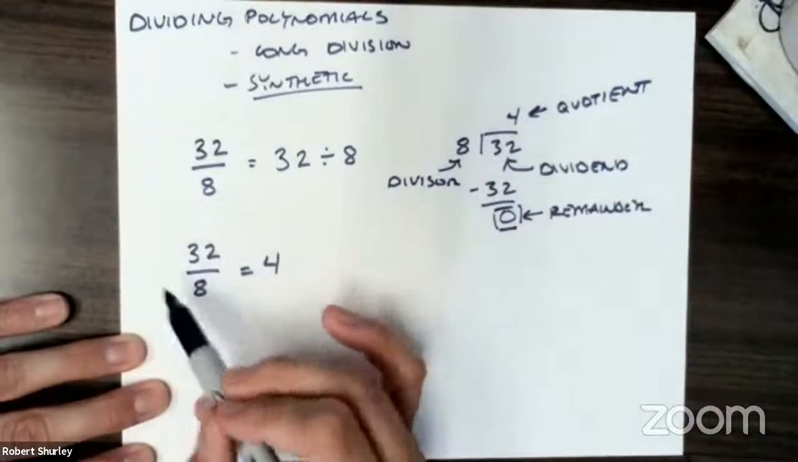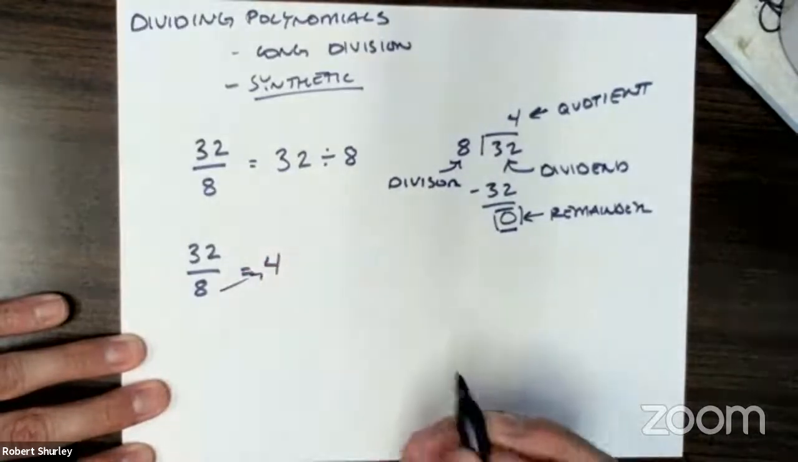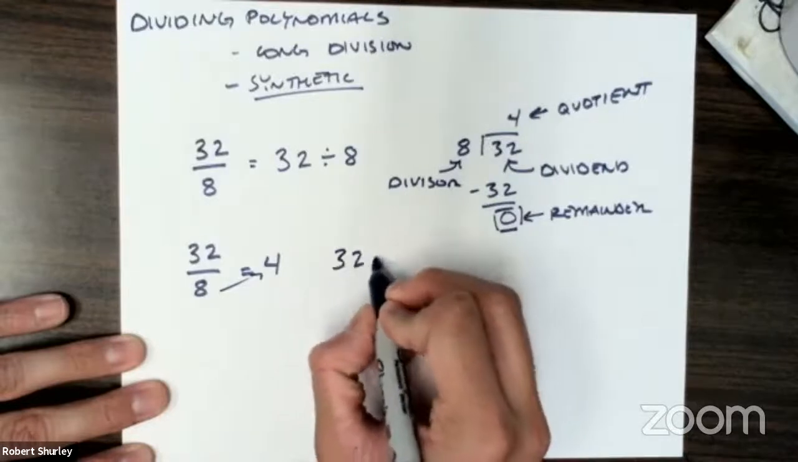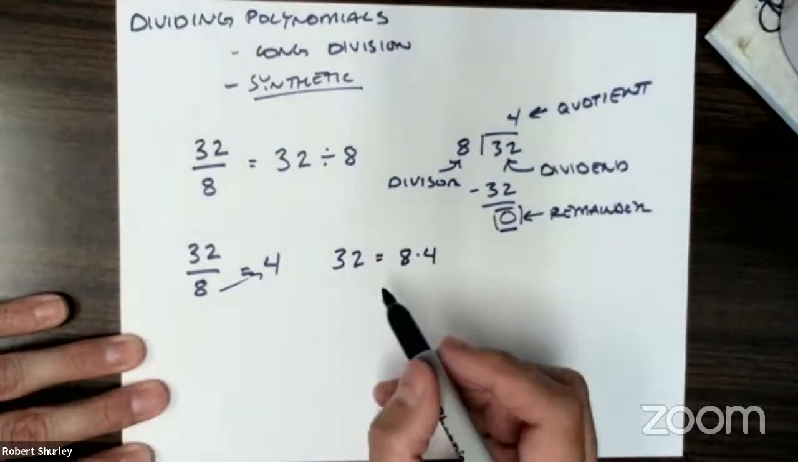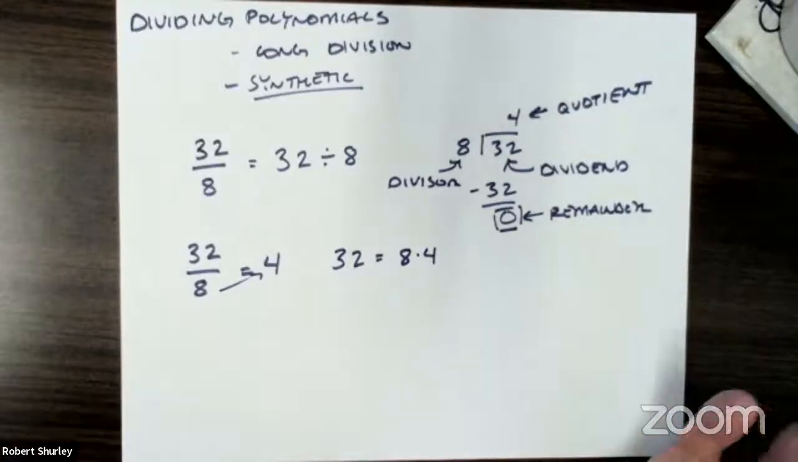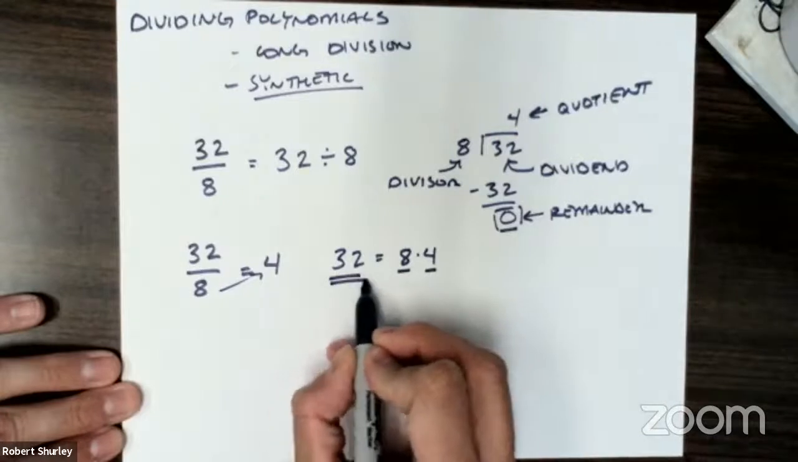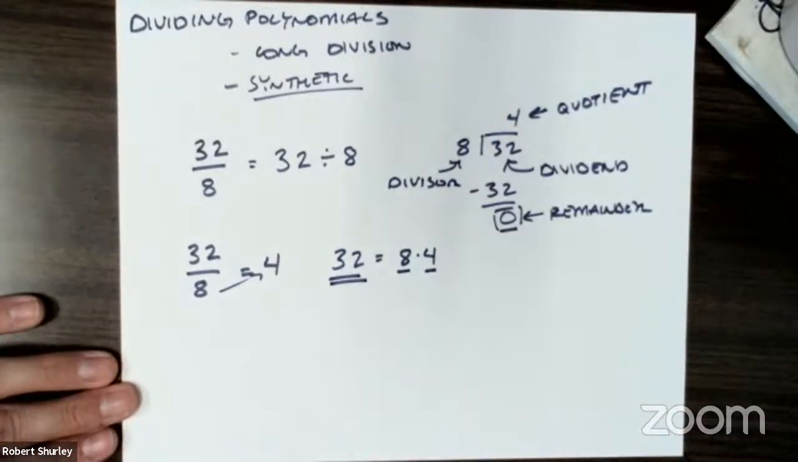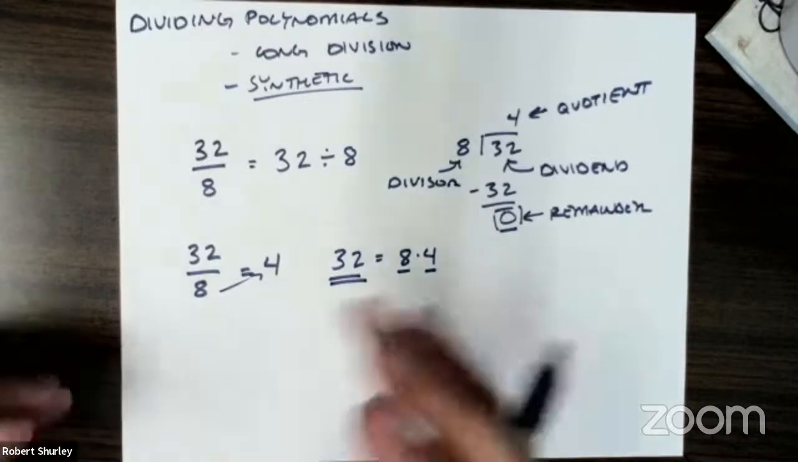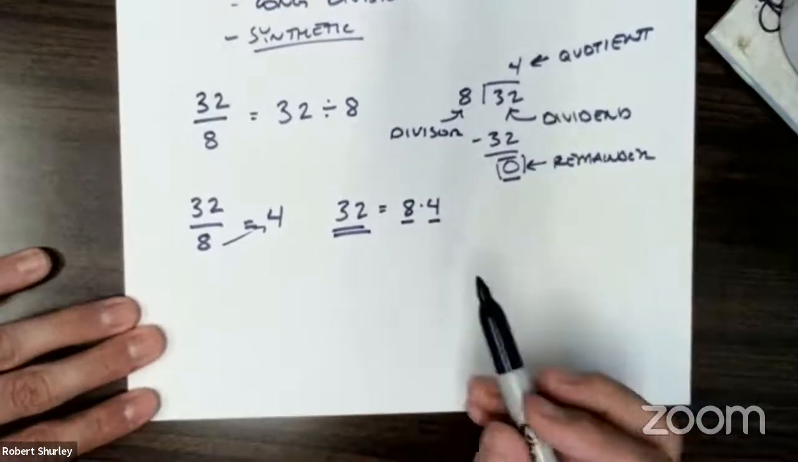So if you go back to this little equation that we just found, we can multiply the 8 to the other side, and we know that 32 equals 8 times 4. We have factored in a way. Now, we haven't factored it completely, but we do know that 8 and 4 are factors of this 32. You multiply them together, and you get 32. Okay? So let's look at something maybe that doesn't work out when you divide.